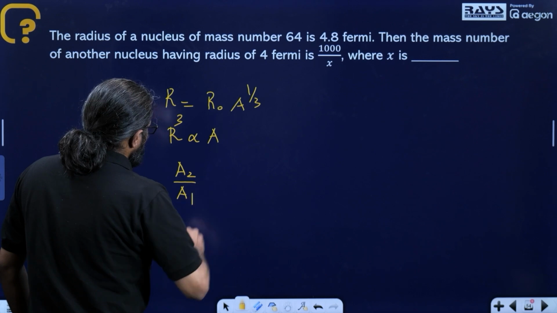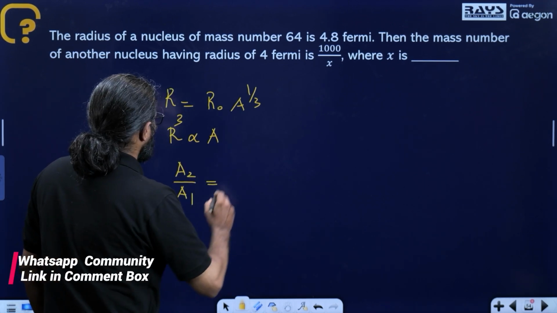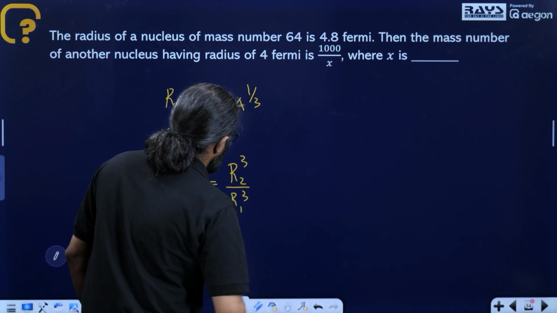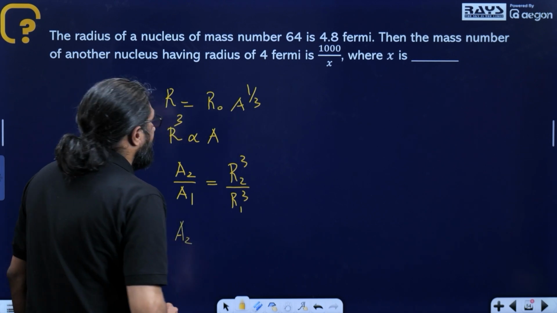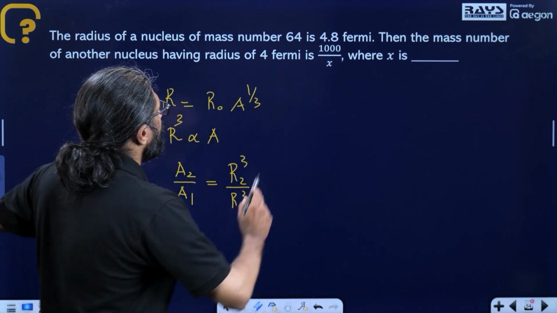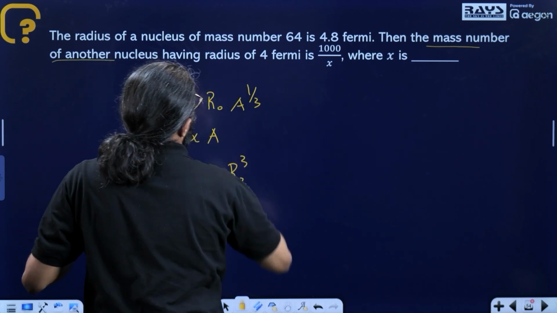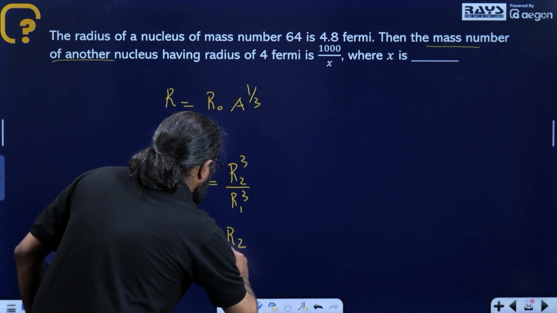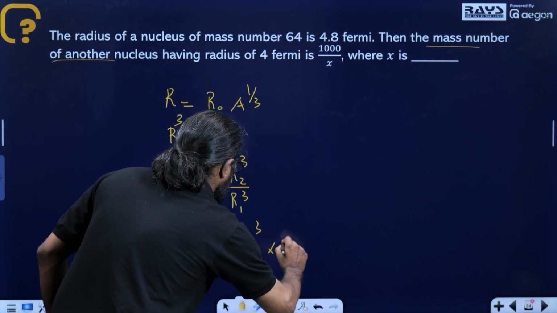a2 by a1 is equal to r2 cube divided by r1 cube. All right. Now that is a2, which is what you should find out. Look, what we were asked to find is the mass number of another nucleus. So a2 is what needs to be found. a2 will be equal to r2 by r1 whole cube multiplied with a1.